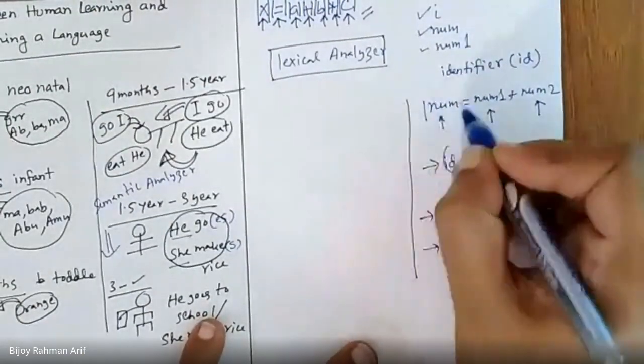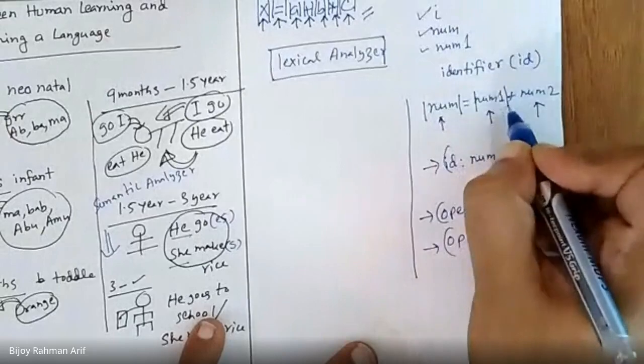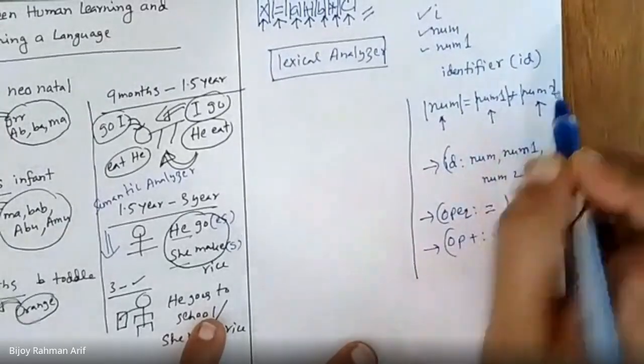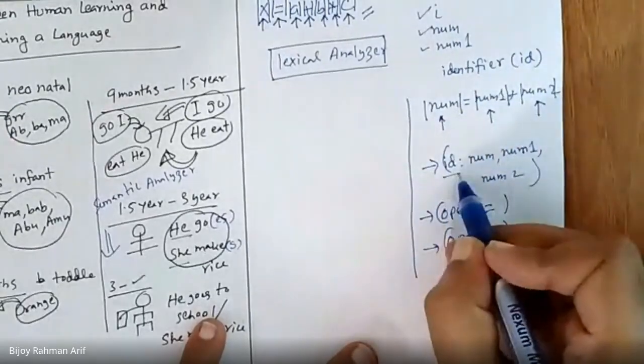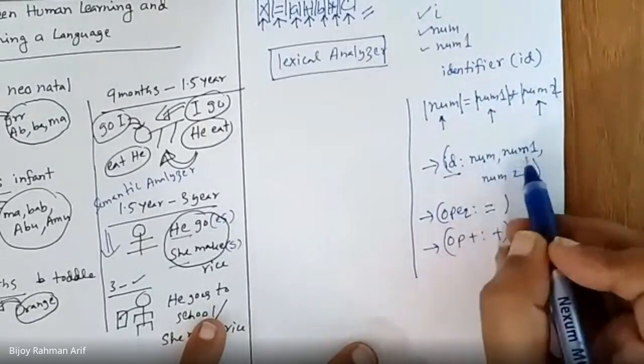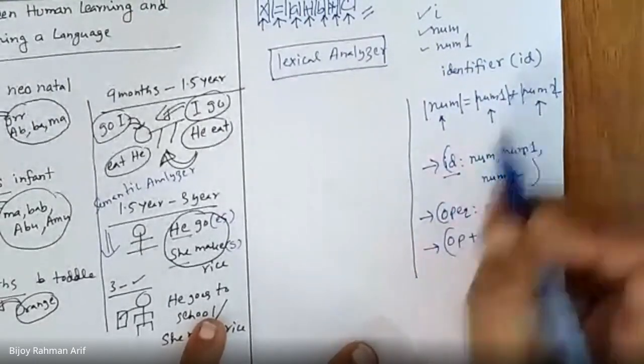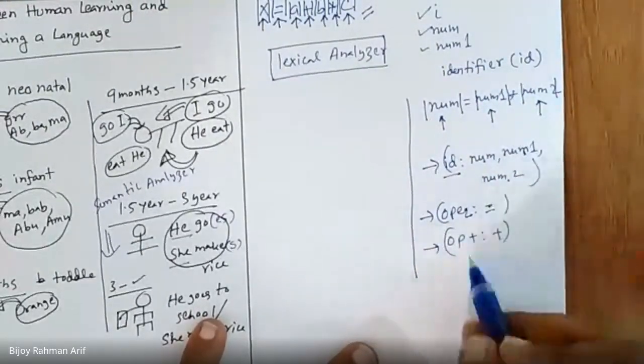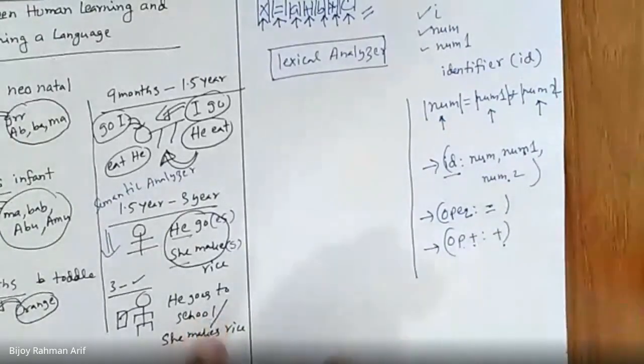So num, num1 and num2 are each an entity. It will group them together as ID. How many IDs do I have? Num1, num2. I have operator equal, this one. I have operator plus, this one. Is it clear to you?